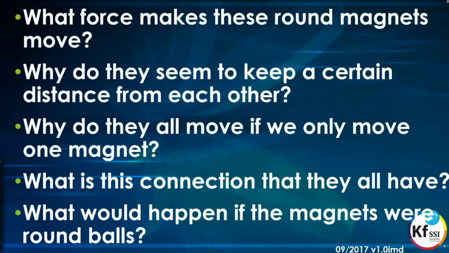If we have 3 or 4 magnets in there and we move one of them, the other 3 or 4 will move as well. So why do they do that? What is the connection that they all have? And what would happen if these magnets were round balls and we had to do that in a 3-dimensional aspect? Bear in mind, this is on a flat plane. So if they were round and we could do that in 3 dimensions, one could visualize this positioning that they are doing. It's like a dance that they're all doing together. So these are the questions that one has to ask.